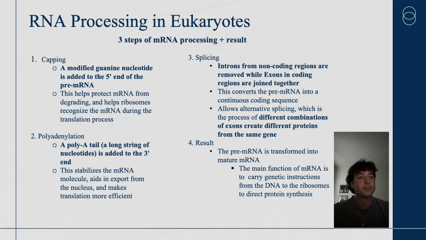And the third step is splicing, where the introns, the non-coding regions, get removed while the exons, the coding regions, get joined together. This converts the pre-mRNA into a continuous coding sequence and allows for alternative splicing, which is the process of different combinations of exons creating different proteins from the same gene. And the result is the pre-mRNA is transformed into a mature mRNA.